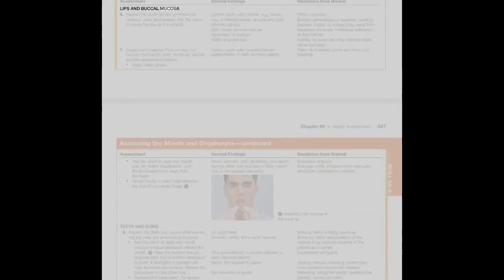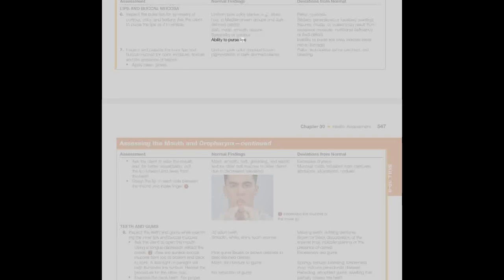Assessment, normal findings, deviations from normal. Lips and buccal mucosa. 6. Inspect the outer lips for symmetry of contour, color, and texture. Ask the client to purse the lips as if to whistle.